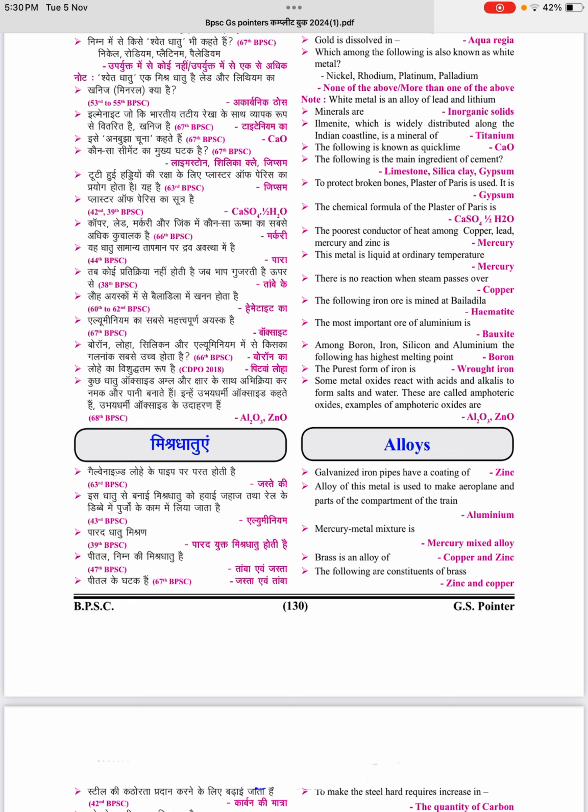Some metal oxides react with acids and alkalis to form salt and water, and these are called amphoteric oxides. Examples: Al2O3, zinc oxide.